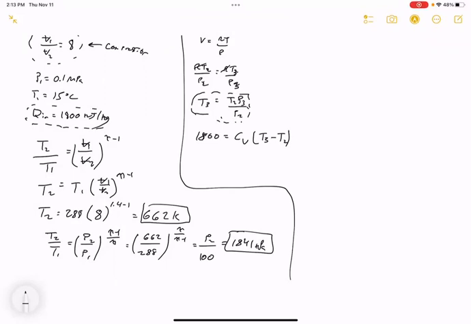So if we plug everything in and we solve for T3, and I'll just put a check mark because these are known or knowable, we have 3174 Kelvin. Now this is the temperature after the heat is added. So after the spark plugs have fired, or in our case, after we've added heat from an external source, the temperature of the fluid is now 3174.